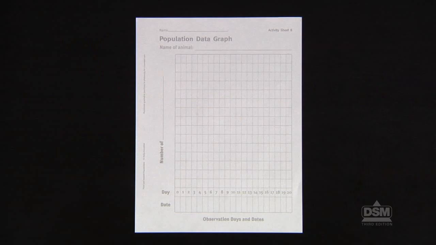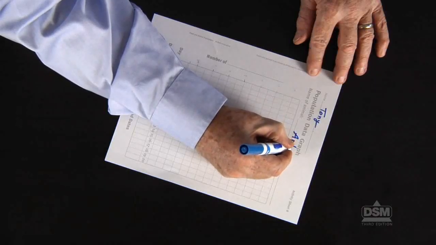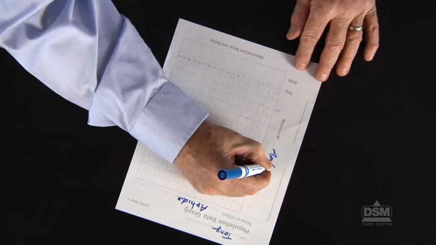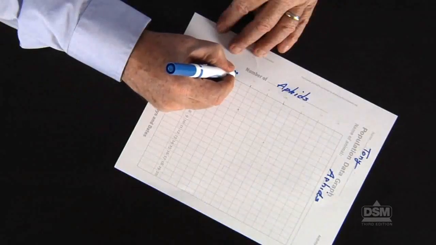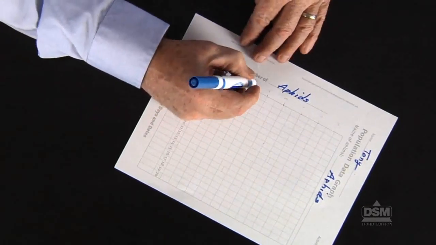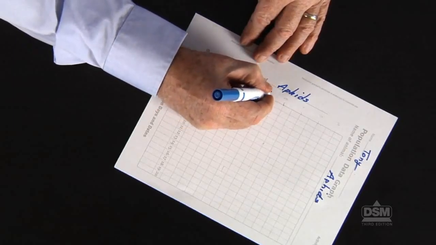Demonstrate how to make a graph of the aphid population information using the blank grid entitled Population Data Graph. At the top of the graph, write aphid. Next to the y-axis, write aphids on the line following number of. On the y-axis, mark off number increments appropriate for the total number of aphids in your class.